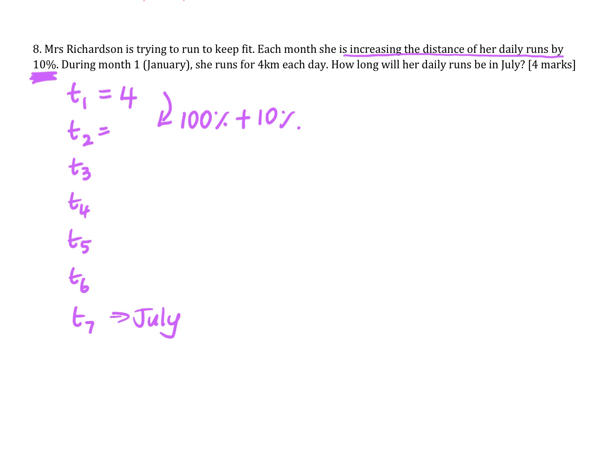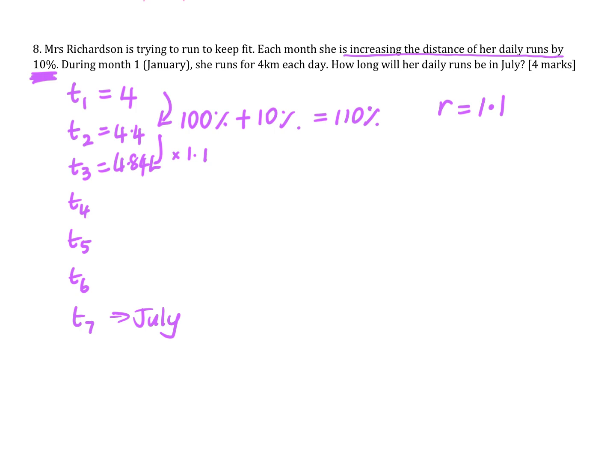Okay, 100% plus 10% is equal to 110%. So each month is 110% of the previous month. R here is 110%, which is equal to 1.1. Okay, so each time I am multiplying by 1.1 to get the next amount. So for February, it's 4 times 1.1, which is equal to 4.4 kilometres. Next one, I'm multiplying by 1.1 again, which is going to be 4.84.